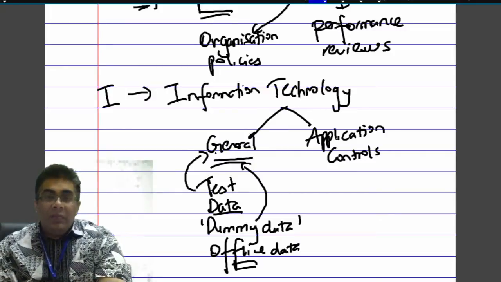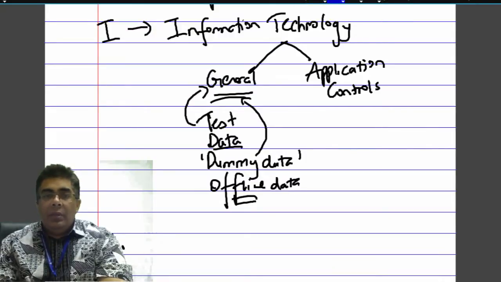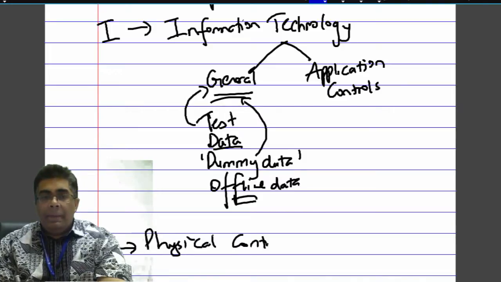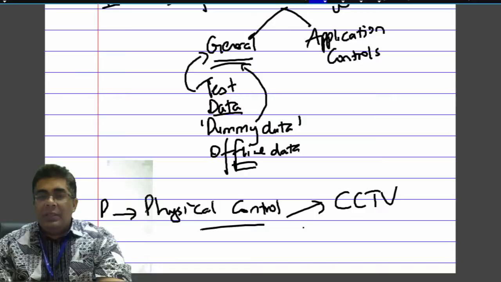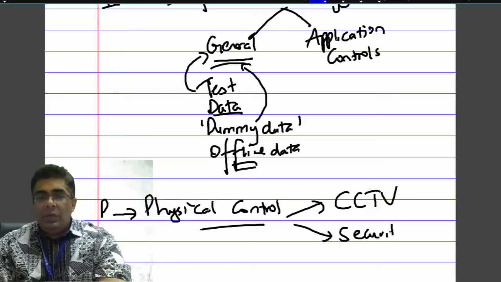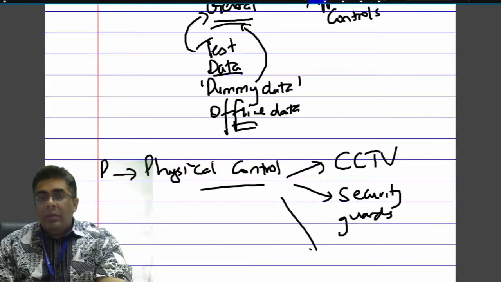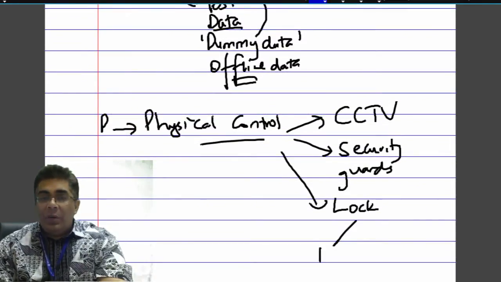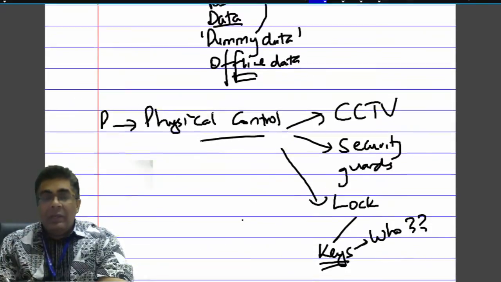All right, so we're talking about information technology. Then you have your P. Your P is talking about your physical control. Physical control is talking about things like your CCTV. Do you have a CCTV? Do you have the right security guards? Is there any lock on the warehouse? Then we also like to ask about how many people are holding keys. Who is holding the key to all the warehouse locks? So this is physical control.